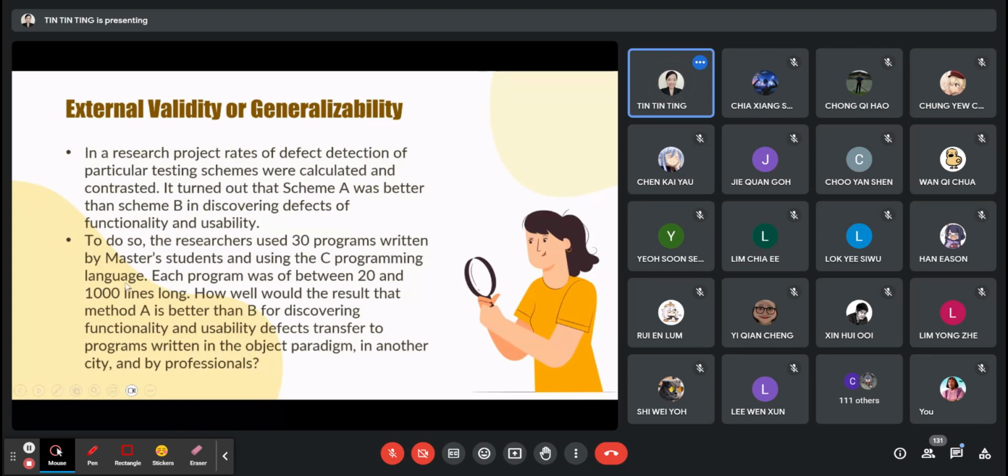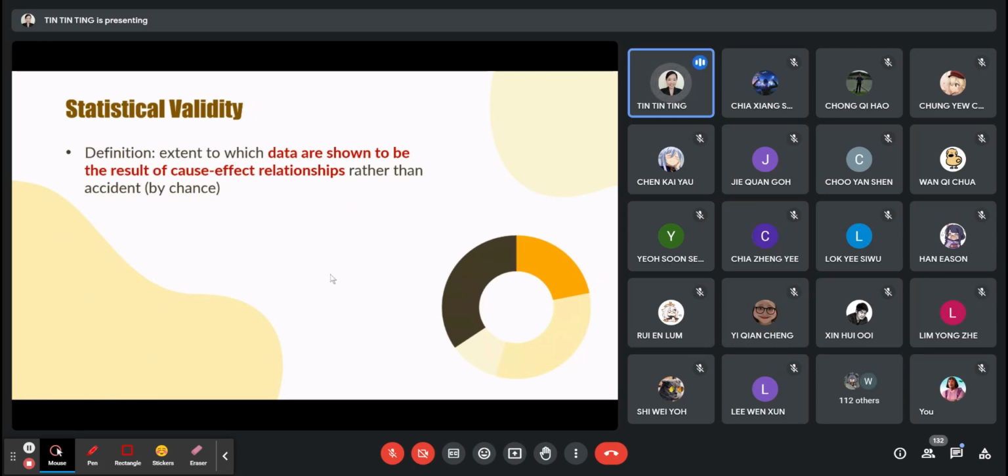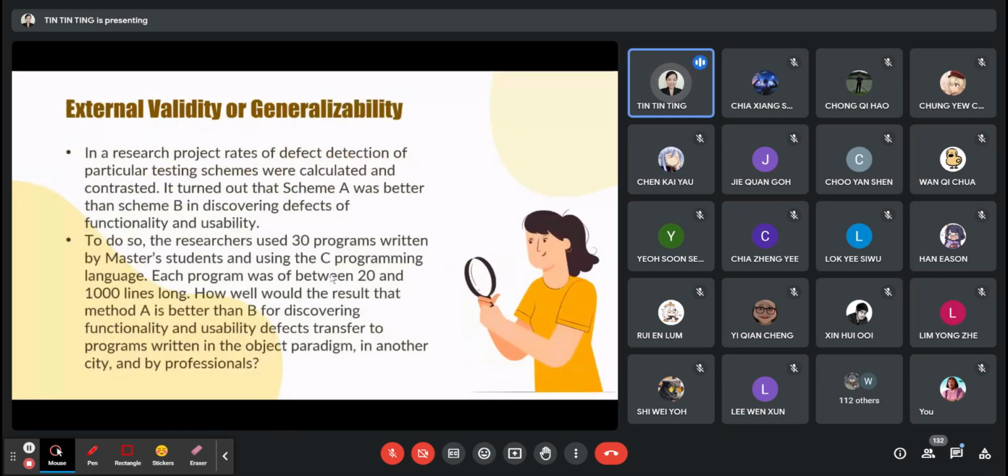How about C#, C++? How about PHP, Python, ASP? Oh, you have so many different programming languages which you didn't test in this experiment, in this research. And therefore you cannot generalize it. You cannot generalize this result and apply it to other city, other professional, other object paradigm, other programming language. You can only use it for C programming language. Okay, let's move on. So that is the external validity or generalizability.